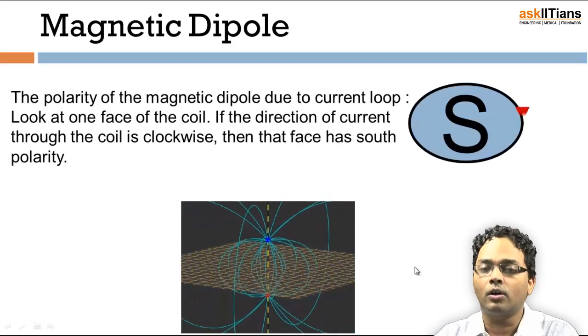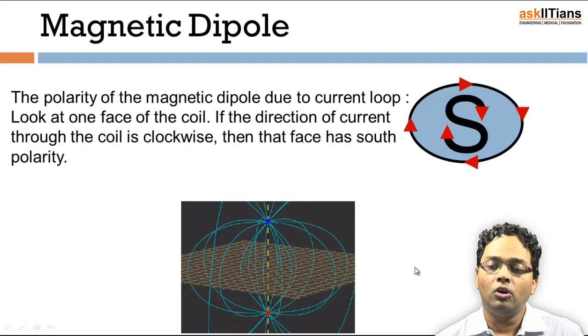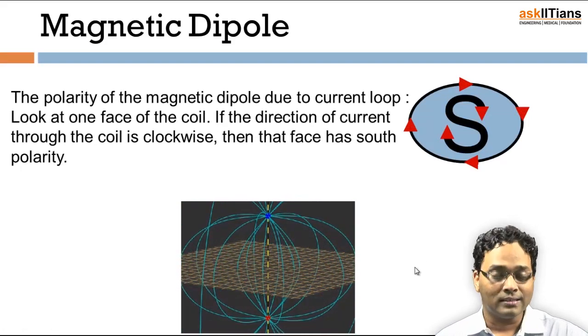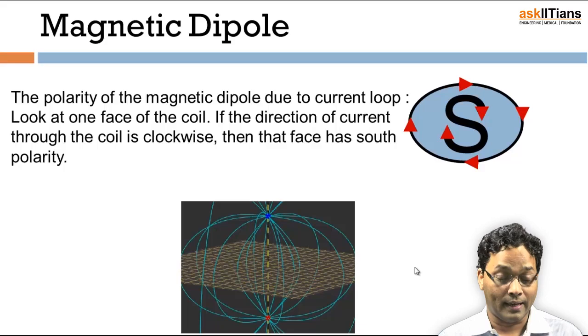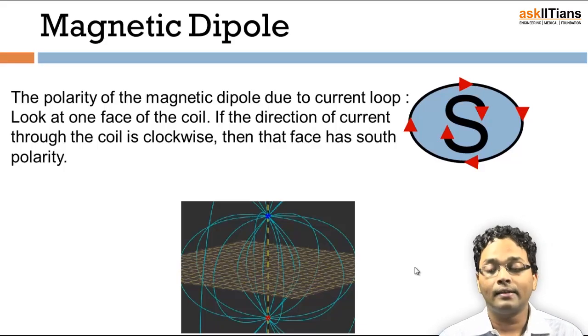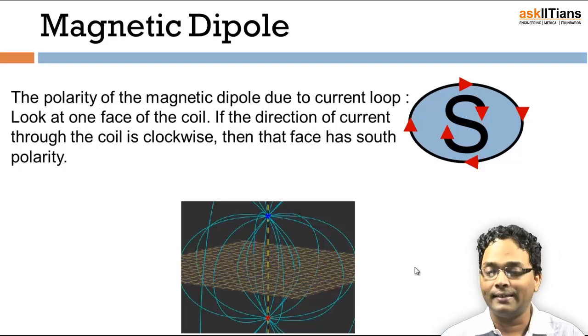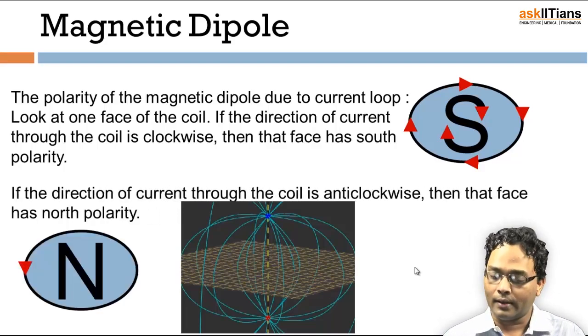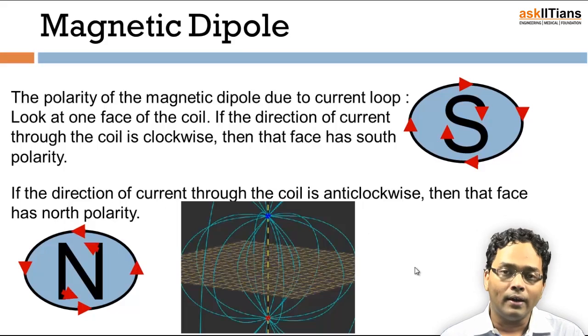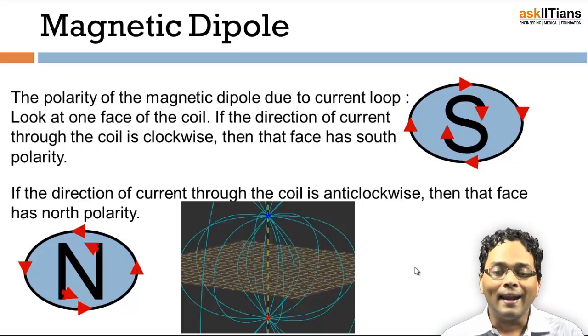So a magnetic dipole has two polarities, one a north pole, the other a south pole. So far we have only understood it in terms of a current loop. When you have a current loop, because of the particular direction of the motion of current, you can have either a south pole or a north pole produced. So we understand the polarity of the magnetic dipole due to the current loop.